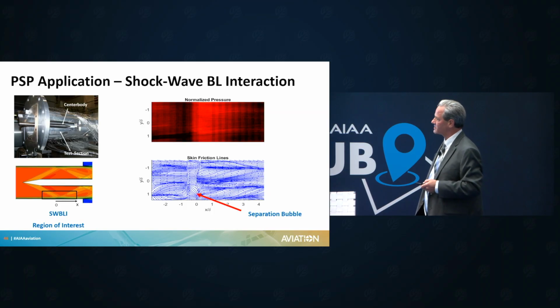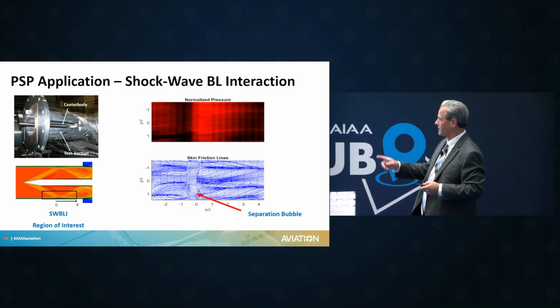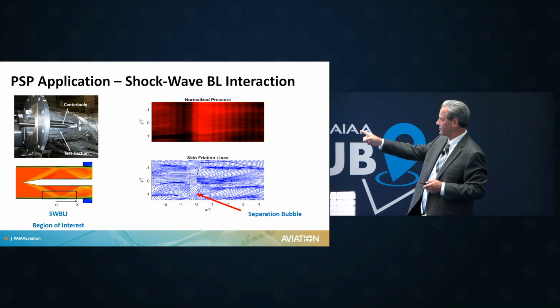And then this is interesting. So the shock wave boundary layer interaction. You can see the region of interest there at the bottom of the test chamber, and then the normalized pressure, and then the separation bubble based on the PSP.